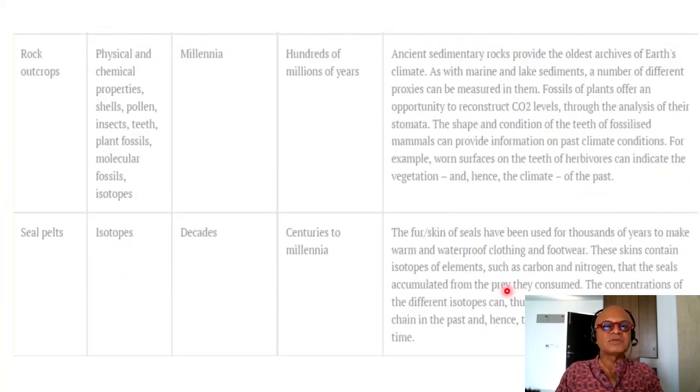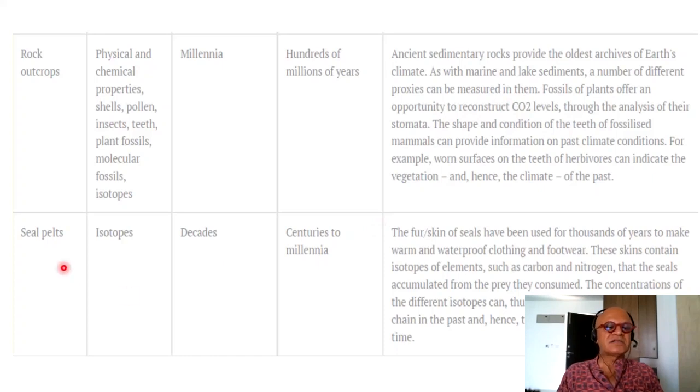Rock outcrops: physical and chemical properties, shells, pollen, insects, teeth, plant fossils, molecular fossils, isotopes, with millennia for timescales and hundreds of millions of years of records. Okay, ancient sedimentary rocks provide the oldest archives of Earth's climate. As with marine and lake sediments, a number of different proxies can be measured in them.